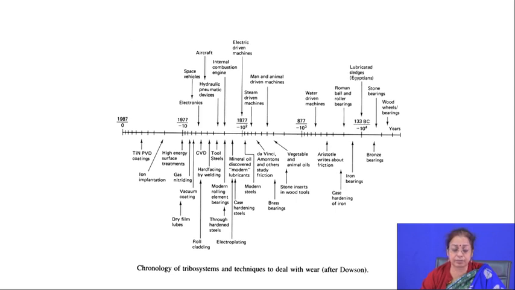And this slide shows information about the application of different surface treatment techniques over the last decades and several years, which are applied on components in order to reduce the probability of wear in service. For example, in the bronze age, there were bronze bearings, then iron bearings, then case hardening of iron, a very old process for improving hardness and reducing the wear rate of ball and roller bearings, in 133 BC. Again, in wear driven machines, people applied different types of oils in order to reduce the coefficient of friction in man and animal driven machines.